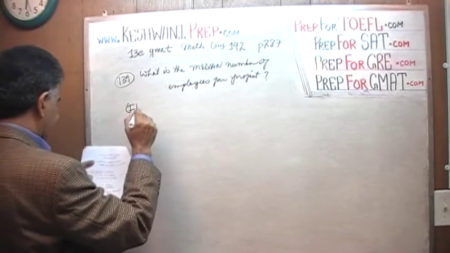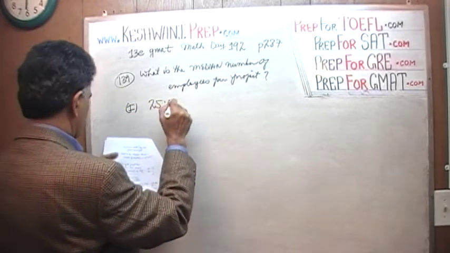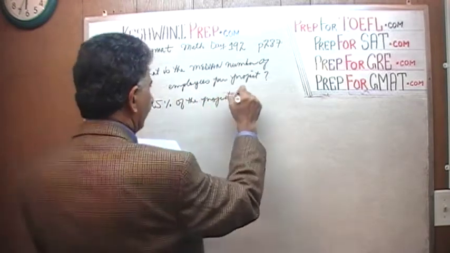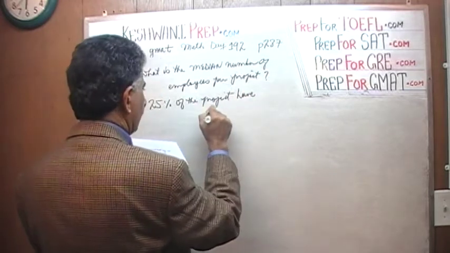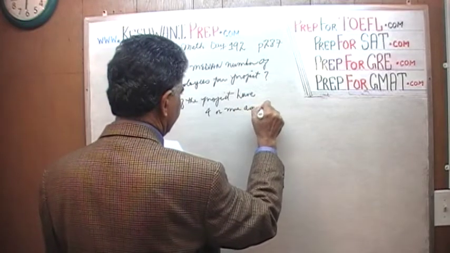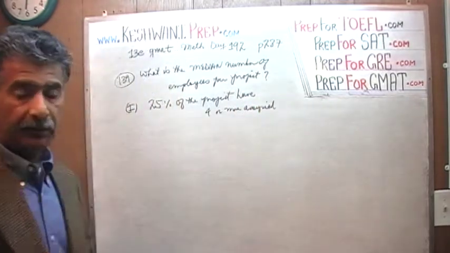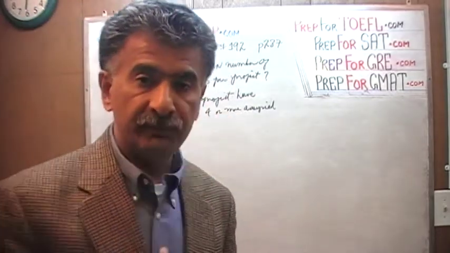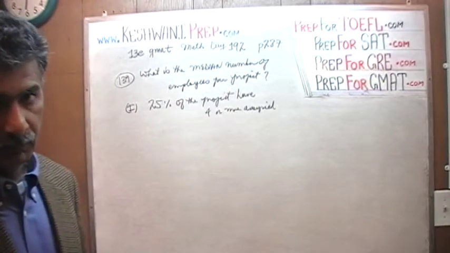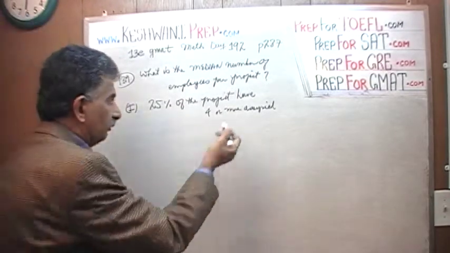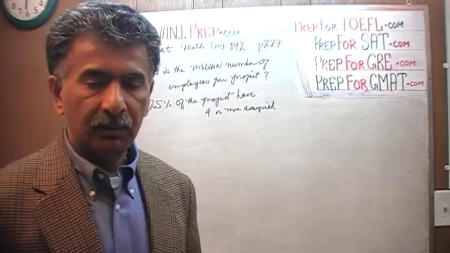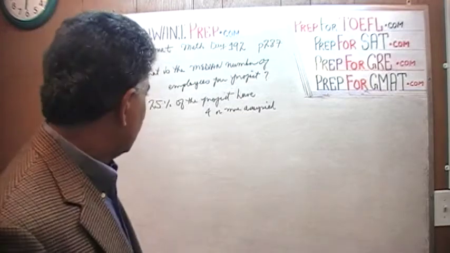The first statement tells us that 25% of the projects have 4 or more assigned. Is that enough to answer the question? Is that enough for us to figure out what the median number of employees is per project? Obviously not. First of all, we only have information on 25% of the projects. Secondly, this 4 or more, we do not know if that goes on the lower end or higher end. We don't know if the rest of the 75% of the projects have more than 4 or more.